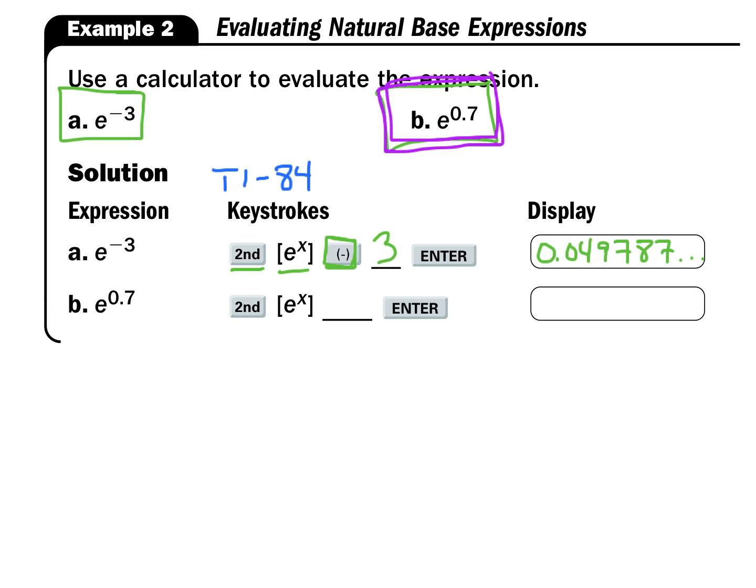For b, we've got e to the 0.7 power, so second function, e to the x, enter in 0.7, although you can probably get away with just 0.7, and then hit enter, and you will see 2.0137527 dot dot dot. Just keeps going on.